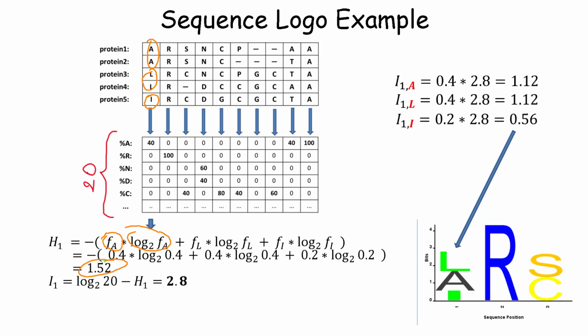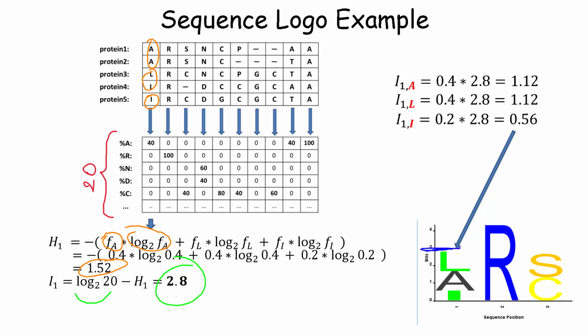The information level of the first column is log 2 of 20 minus 1.52, which is 2.8. So all the letters in the first column of the logo, when they are stacked on top of each other, will reach 2.8 bits.